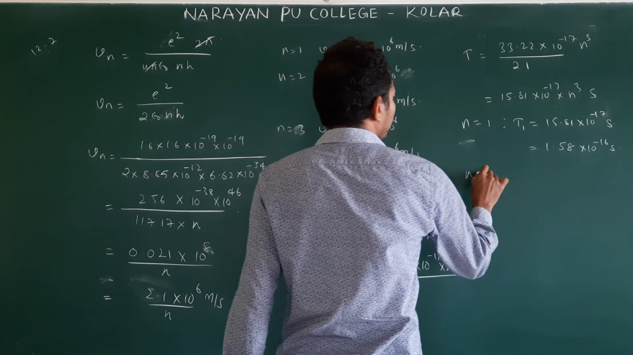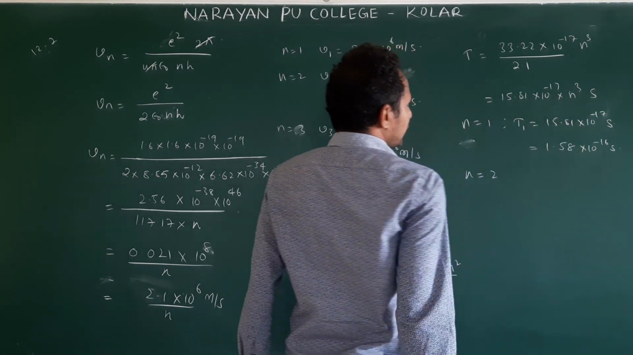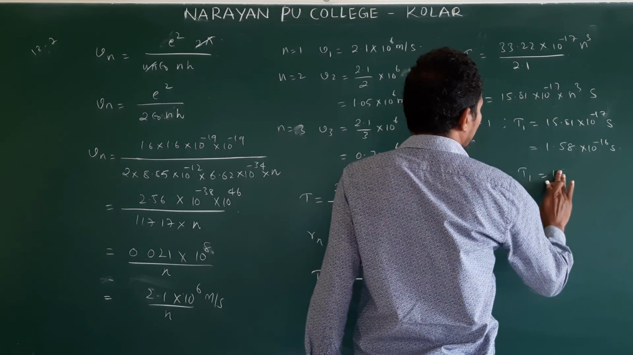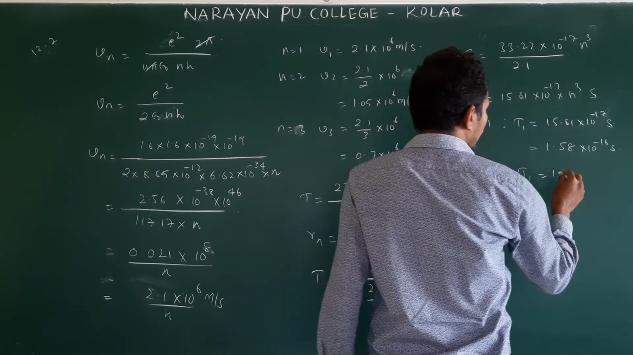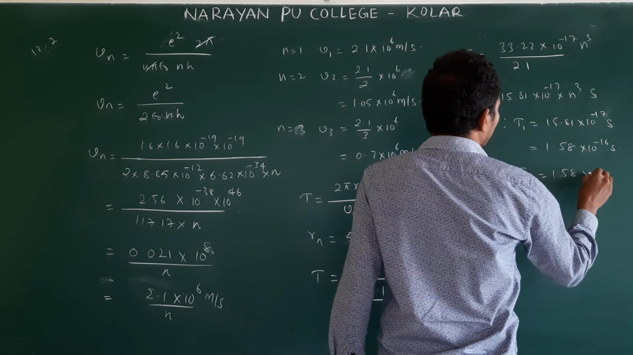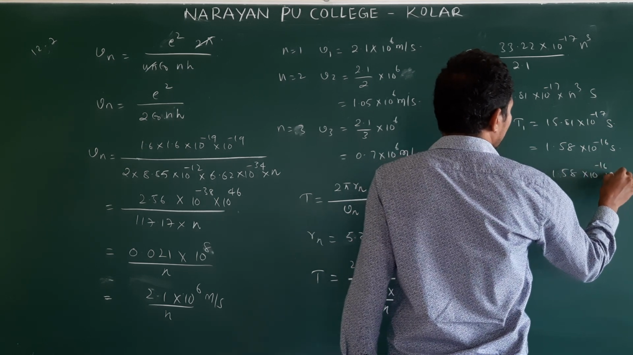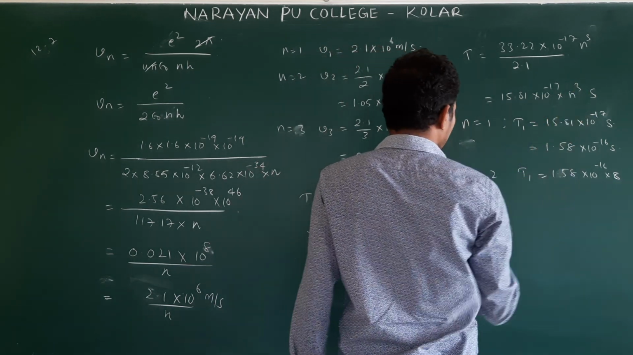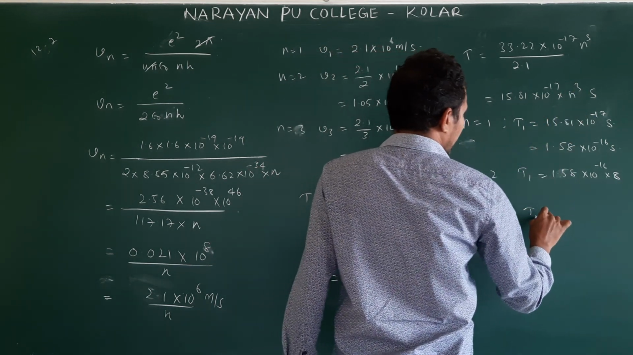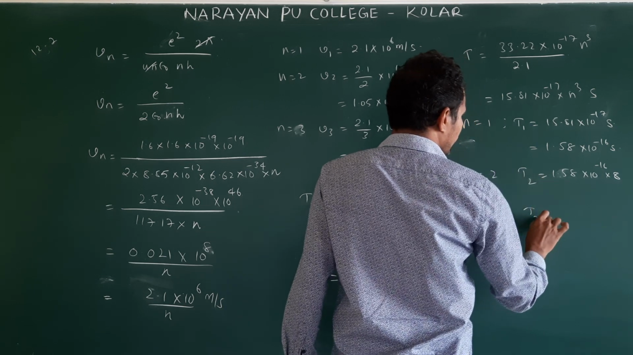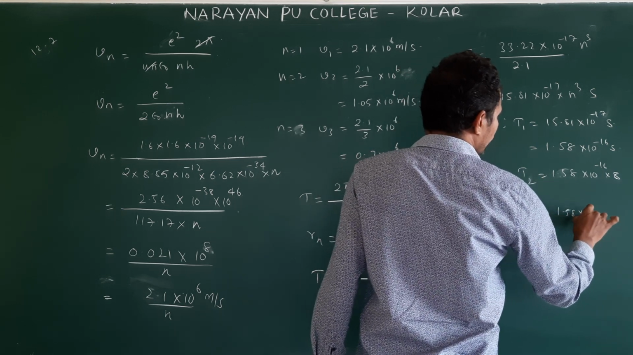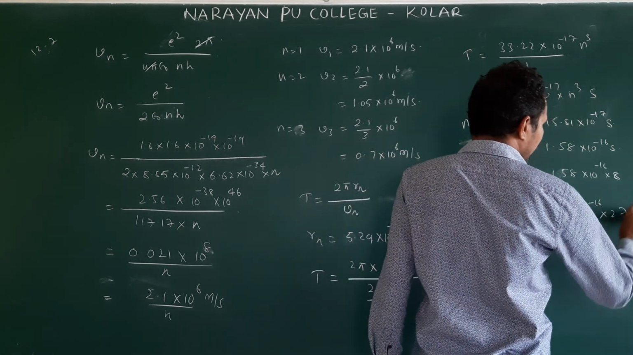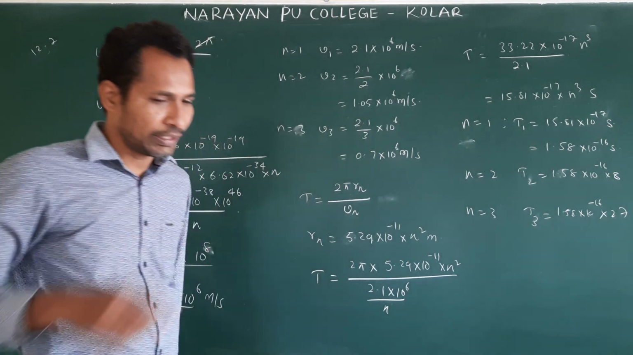Then n is equal to 2. n is equal to 2 means then t1 is equal to 1.58 into 10 power minus 16 into 8. Then multiply, because 2 cube is what? 8. n is equal to 3: 1.58 into 10 power minus 16 into 3 cube, which is 27. Multiply, you will get the answer.